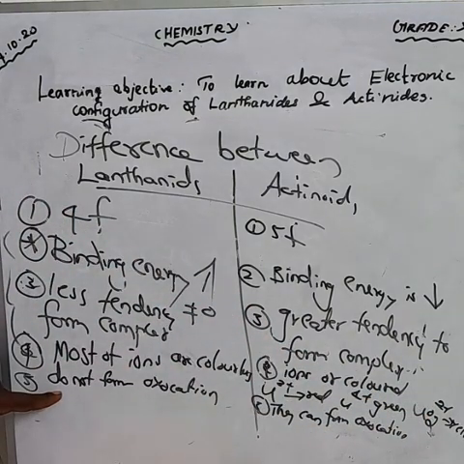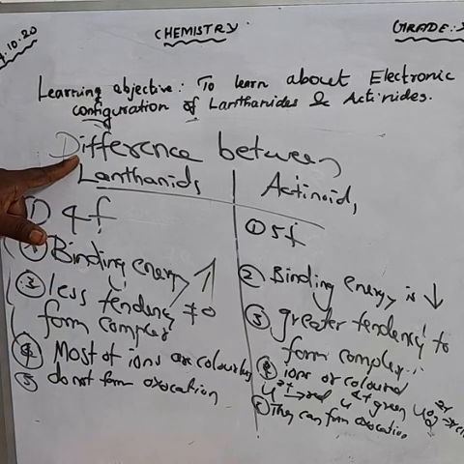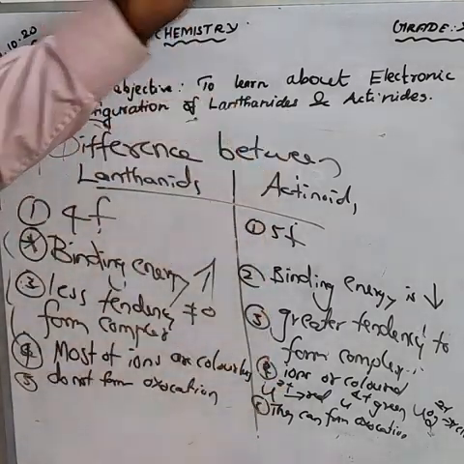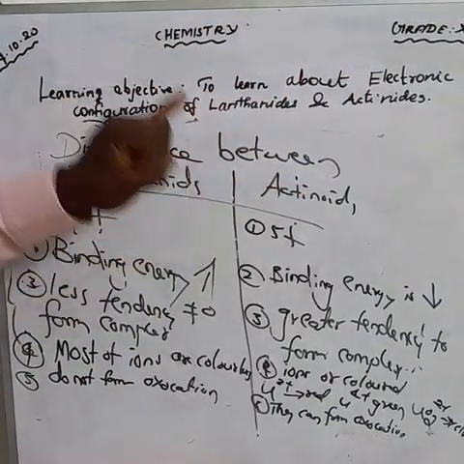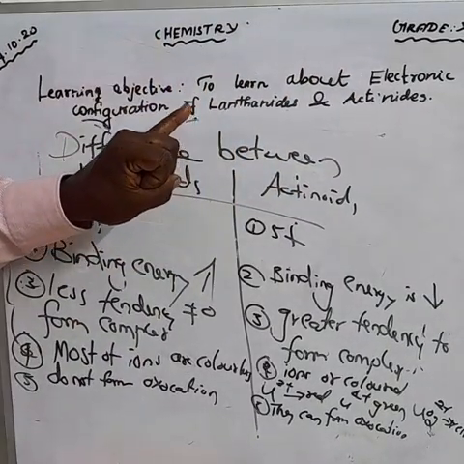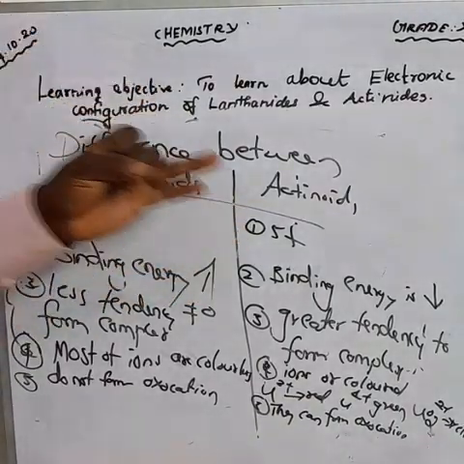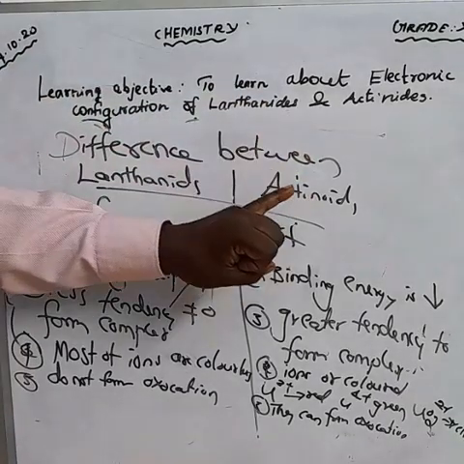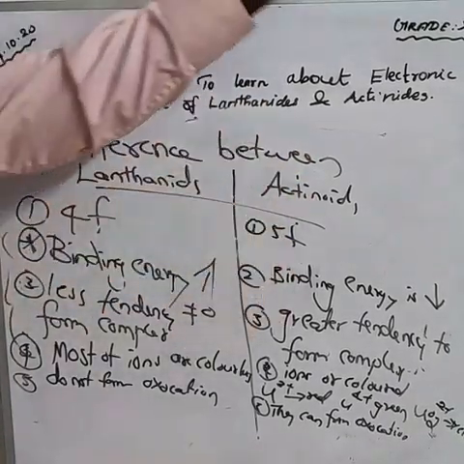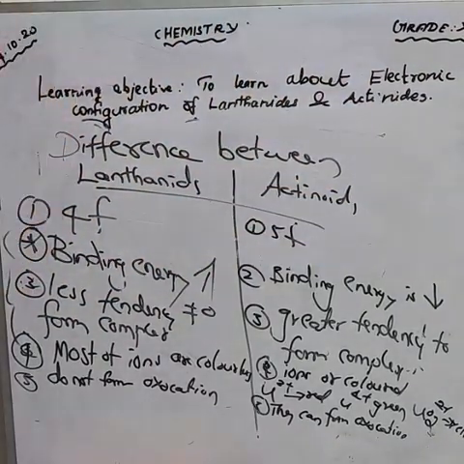Here lanthanides do not form oxocation. Actinides can form oxocation, and we also talked about the oxidation state. Besides +3 oxidation state, lanthanides show +2 and also +4 oxidation state. Besides +3, actinides show the higher oxidation states, that is +4, +5, +6, +7, etcetera.